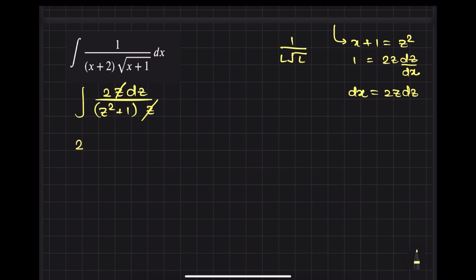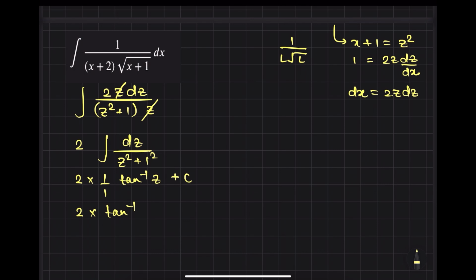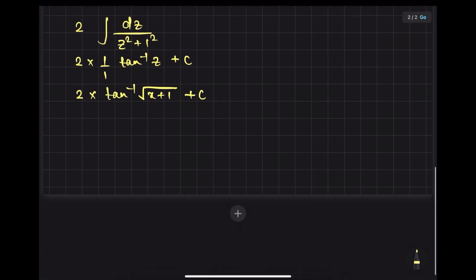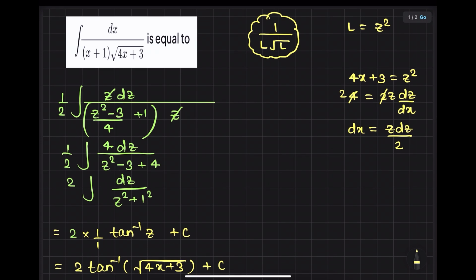So it is 2. Again it is integration of dz by z square plus 1 square. You know that we are comfortable. So it is 1 by a and then tan inverse x by a plus c. So who is this z? It is 2 tan inverse z, where z is root over x plus 1, plus c. I hope now if you face 1 by L, root L, meaning linear, root linear, you can handle it accordingly.